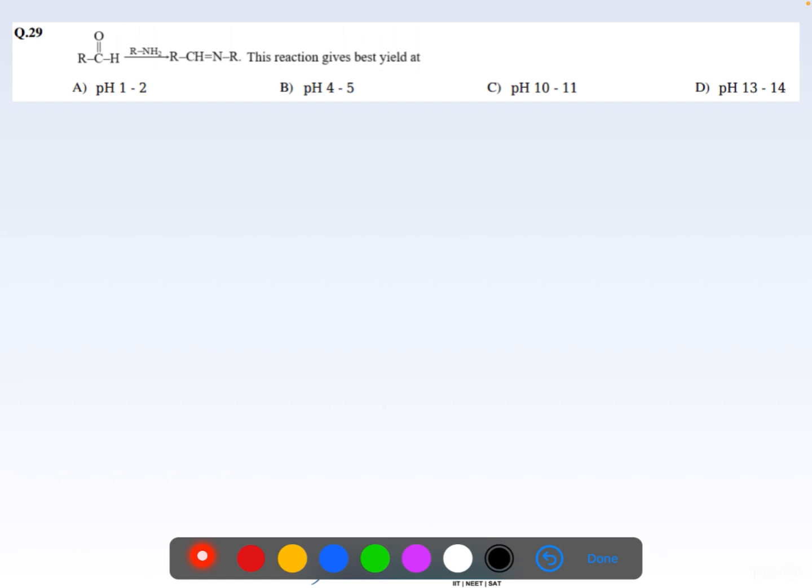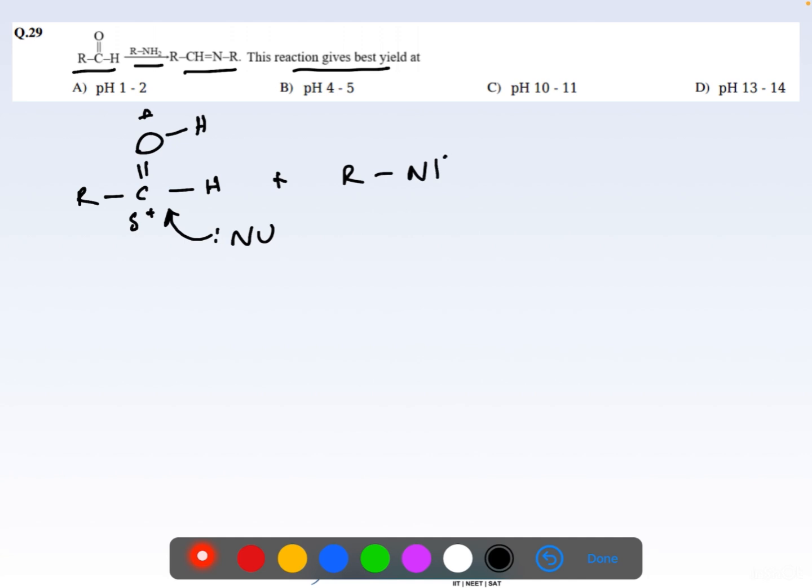This reaction gives best yield at... Here the reaction is between an aldehyde and an amine to give an imine. Generally aldehydes react with nucleophiles under acidic conditions. Under acidic condition, what happens? The oxygen gets protonated, therefore the electrophilicity of the carbon increases, the positive charge on carbon increases, so it gets easily attacked by the nucleophile. In this case, the nucleophile is an amine.